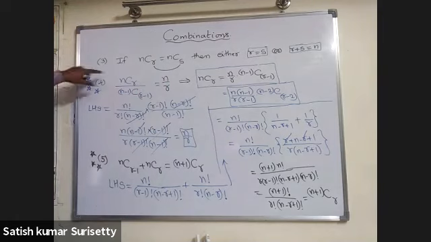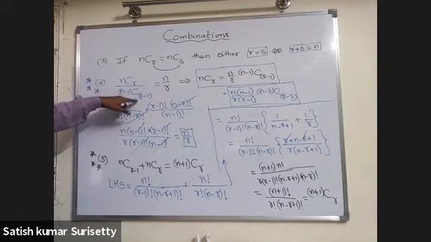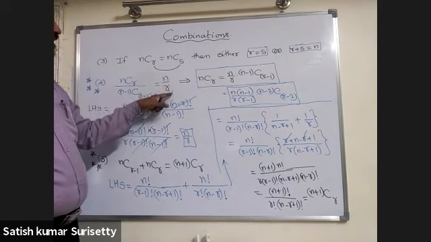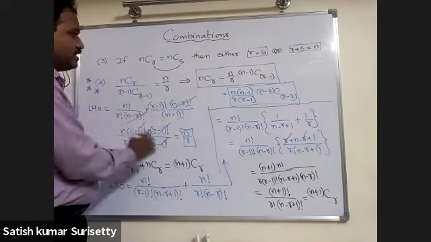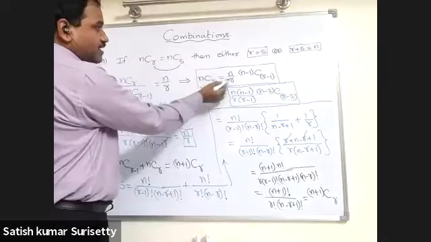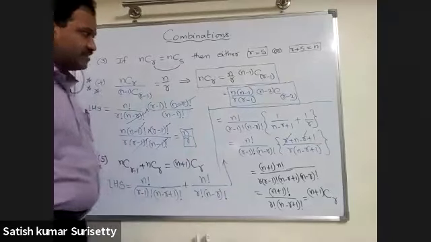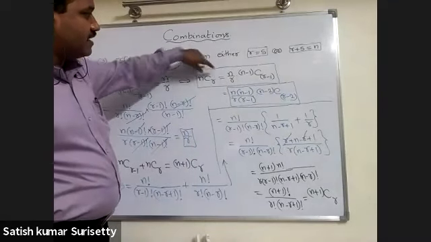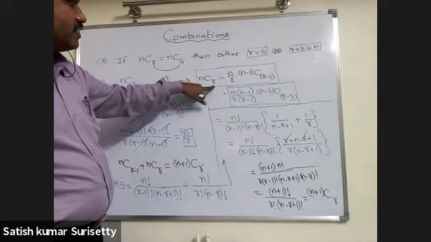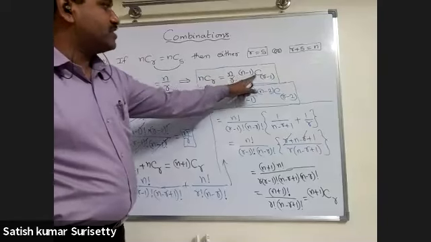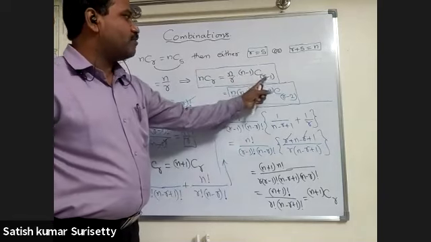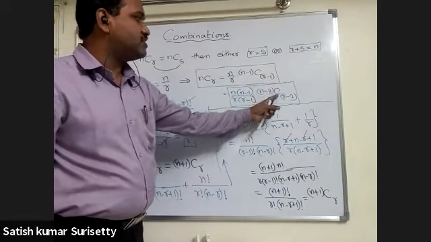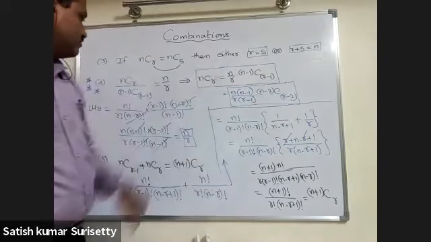Next, another important property: nCr upon (n minus 1)C(r minus 1) equals n by r. You can prove this using factorials and simplifying, then you will get n by r. Now cross multiply. So nCr equals n by r into (n minus 1)C(r minus 1). That means you can split nCr: here you reduce n by 1, here you reduce r by 1. That means n by r into (n minus 1)C(r minus 1). And this can be extended further: again, (n minus 1) upon (r minus 1) into (n minus 2)C(r minus 2), and so on.